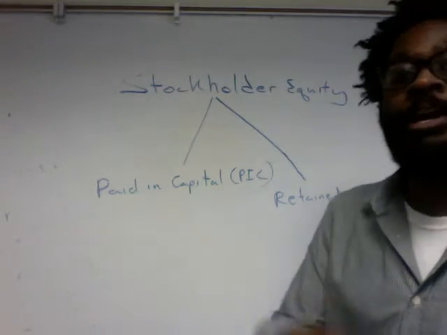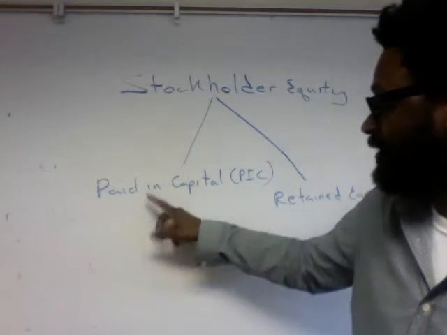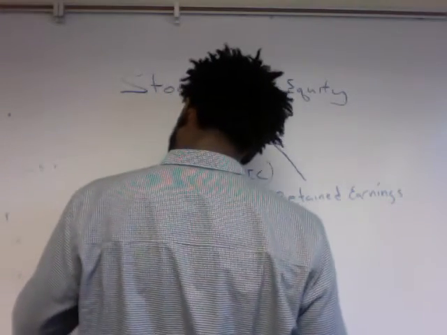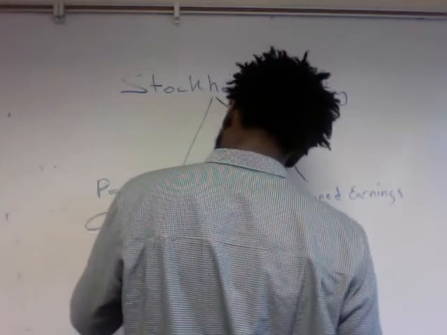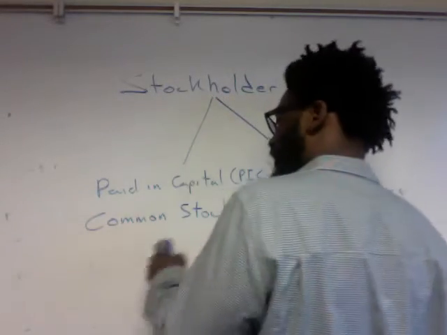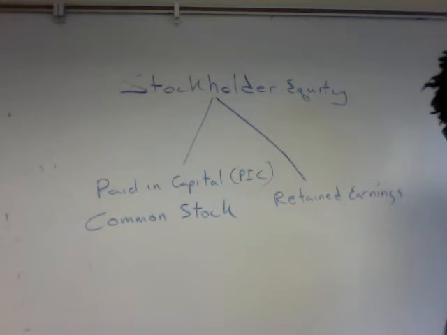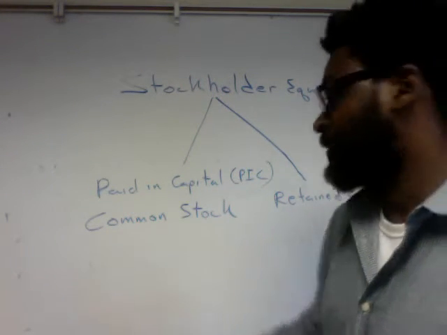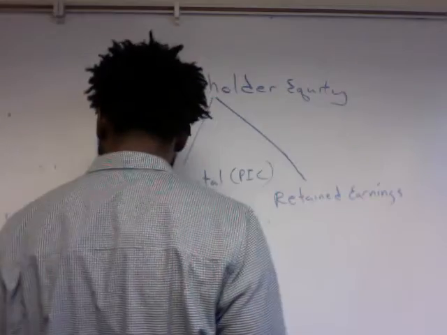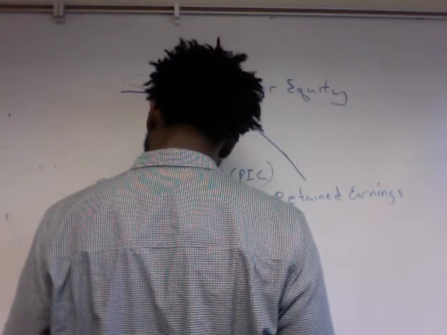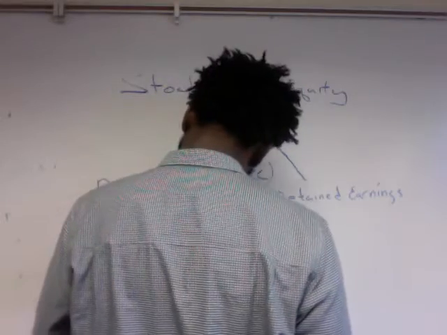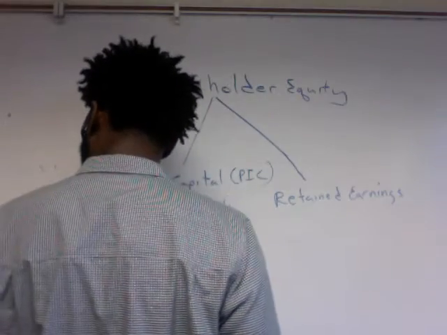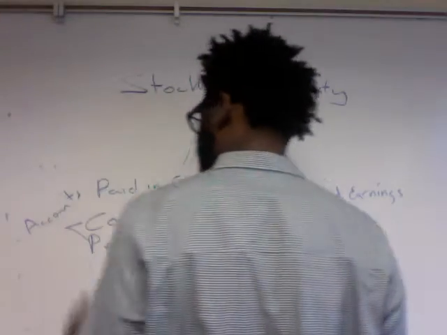So for right now, we have a particular account that's considered paid in capital. For right now, we're going to call it common stock. Anytime that you issue common stock, you are increasing your paid in capital. Why? Because that's the funds that's generated from shareholders. Okay? So common stock. I'll give you another account, preferred stock. These are both accounts. Okay?